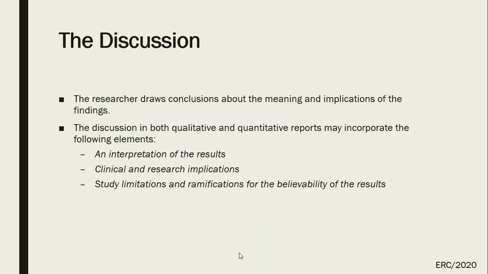For the discussion, the researcher draws conclusions about the meaning and implication of the findings. This section tries to unravel what the results mean, why things turned out the way they did, how the findings fit into the existing evidence base, and how the results can be used in practice. The discussions in both qualitative and quantitative reports may incorporate the following elements: an interpretation of the results, the clinical and research implications, and lastly, the study limitations and ramifications for the believability of the results.